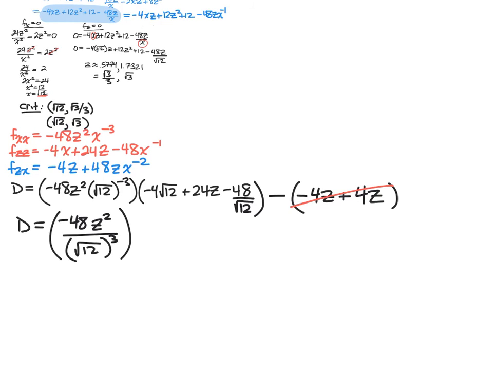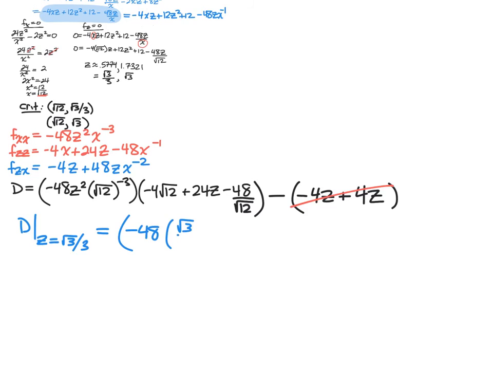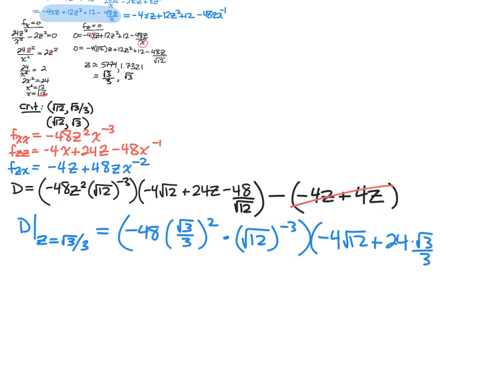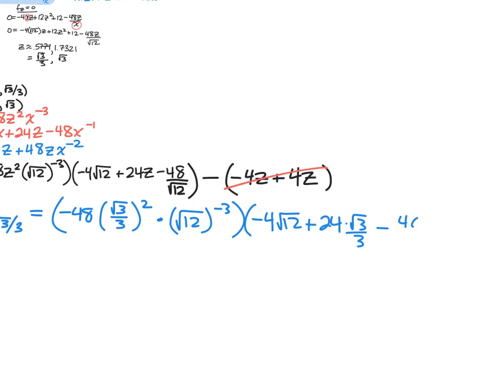So, with that in mind, maybe don't even bother with that. We could just jump right to the substitution, because I'm looking for the discriminant when z is equal to radical 3 over 3. So negative 48 times radical 3 over 3 squared times radical 12 to the negative third power, multiplied by negative 4 radical 12 plus 24 times radical 3 over 3 minus 48 over rad 12.